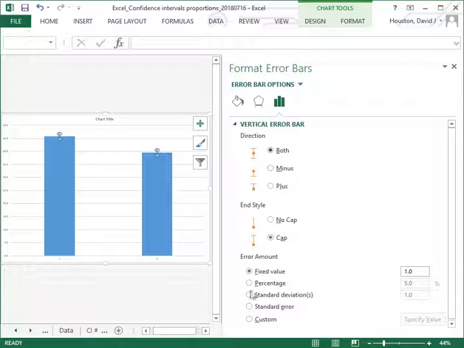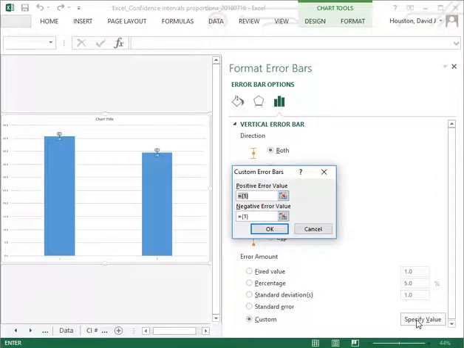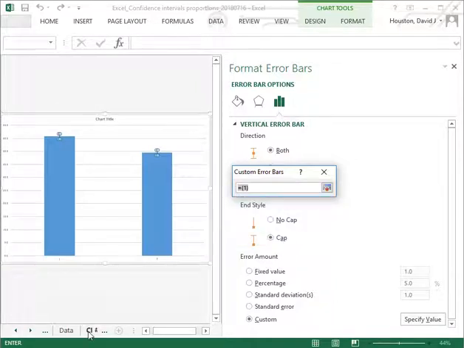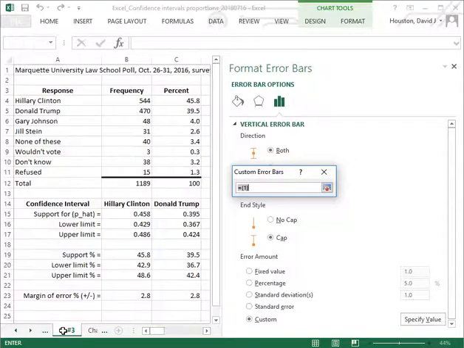And I'm going to come down to Custom. This is where we indicate how much our bar should be above or below the sample estimate. So I'm going to click on Specify Value, and for the positive error bar, how much do we add above the sample estimate for our confidence interval? Click on this little tab, come over to where the information is that we're constructing the chart based on. It's here in this particular sheet, and I'm going to click on and drag.